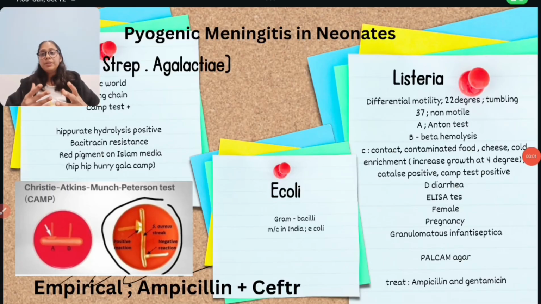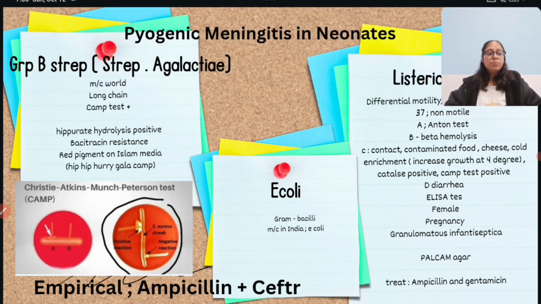Okay. Now we see pyogenic meningitis in neonates. For neonates, the most common organism in India will be E. coli. If you get any kind of question, then you have to mark E. coli. But all over the world, what is most common is group B Streptococcus, that is Streptococcus agalactiae.